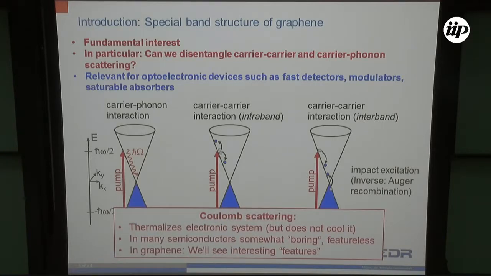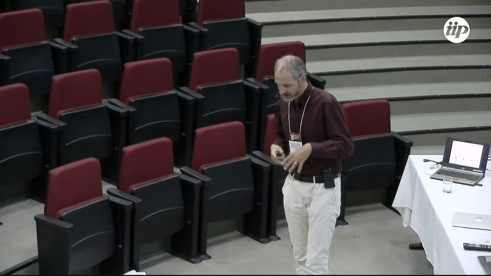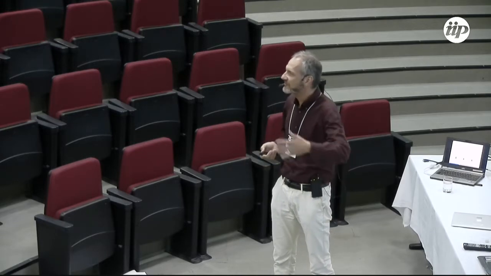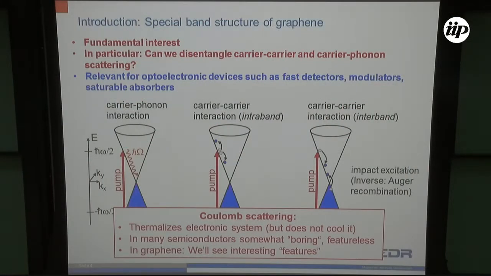So Coulomb scattering in general in semiconductors, maybe it often seems a bit boring. I mean, it thermalizes the distribution. It establishes a hot Fermi-Dirac distribution from a non-equilibrium distribution, and it's often kind of featureless, whereas with scattering with phonons, you often have replica and have some structures. Coulomb scattering, often call it a bit boring, featureless. And what I want to show you is that in graphene, there are some particular features about Coulomb scattering. And those are of very different nature, but you will see that during the talk.